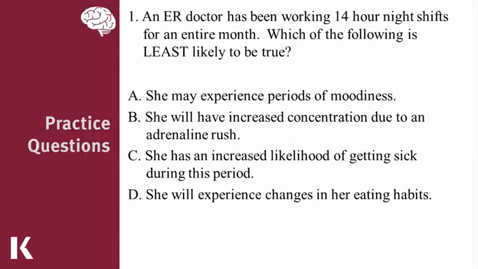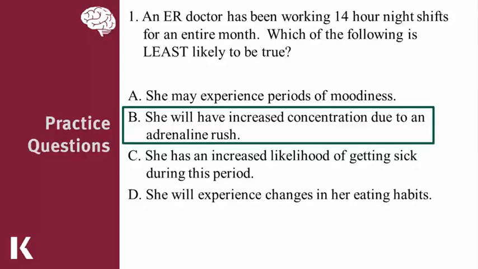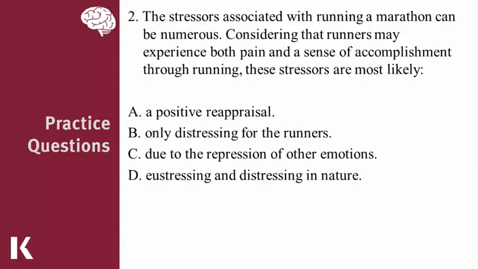Since the question asks for least likely, that also means that 3 of the answers are likely results, but 1 will stand out as opposite, or at the very least, be unrelated to chronic stress. B is that match. She would certainly not have increased concentration, which would only be from an acute initial response to a stress. A, C, and D are all common concerns for someone experiencing chronic stress, and therefore must be false.